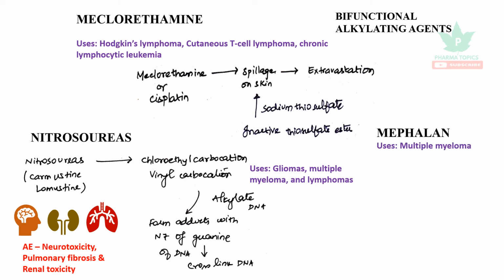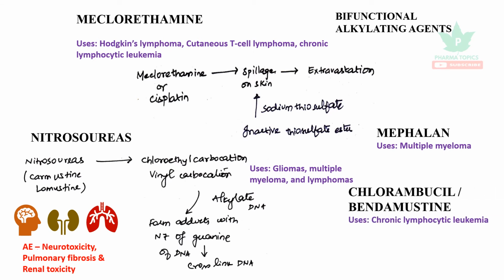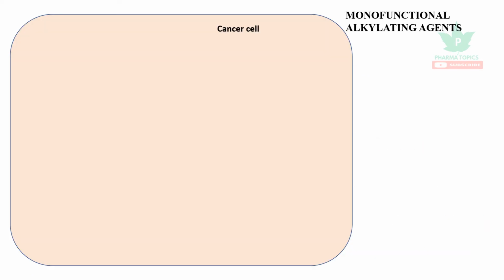The next drug is Melphalan. It is used in skin cancer, multiple myeloma. Chlorambucil, Bendamustine. It is used in chronic lymphocytic leukemia. Busulfan. It is used in chronic myeloid leukemia. It also exerts pulmonary fibrosis as an adverse effect, which is very important, very similar to nitrosoureas.